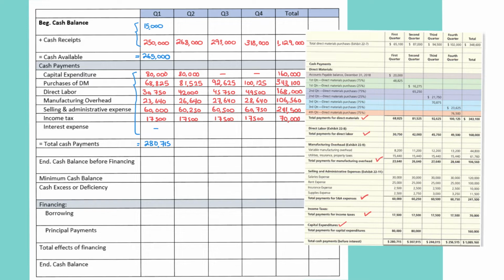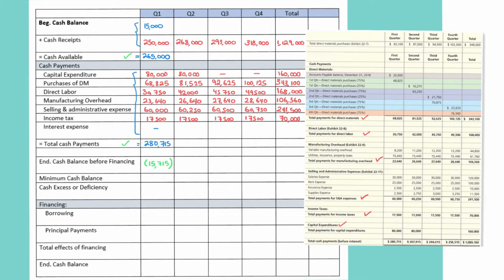Now, ending cash balance before financing. What shall I do? I'm going to take the cash available and subtract all of the payments. So I'm going to get negative 15,715 because my cash available is less than the cash payments.